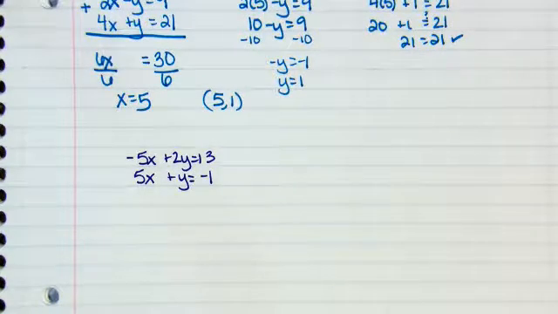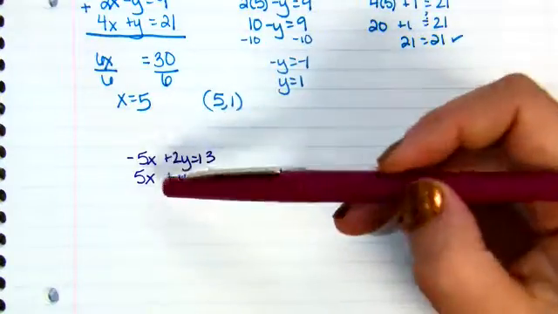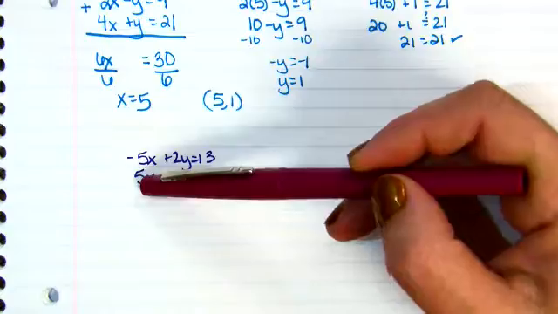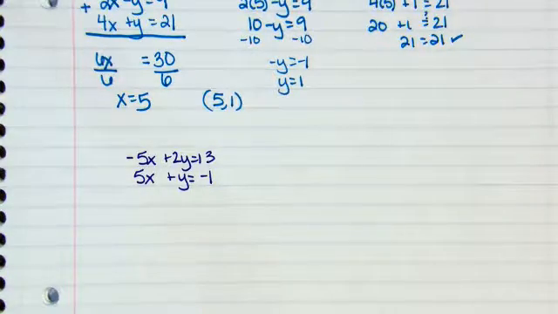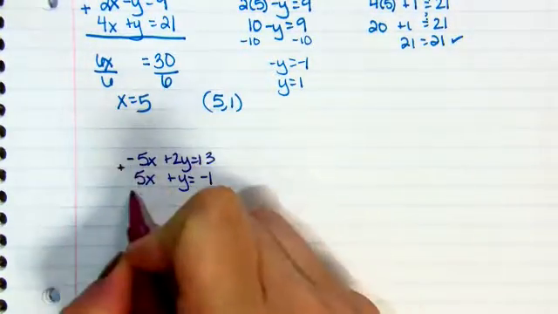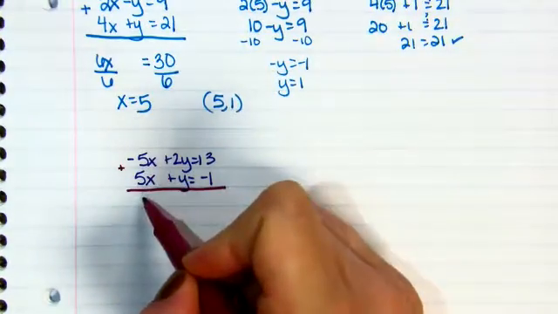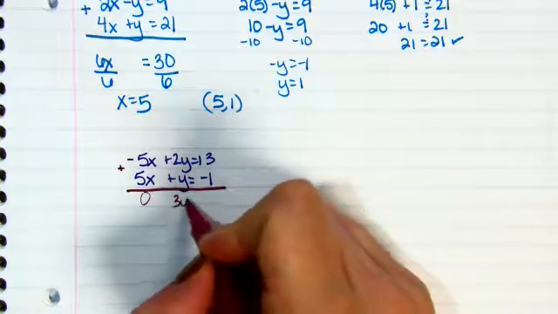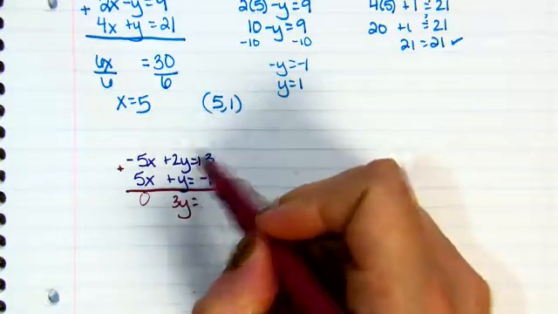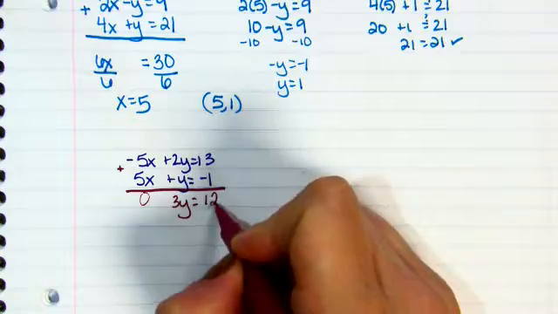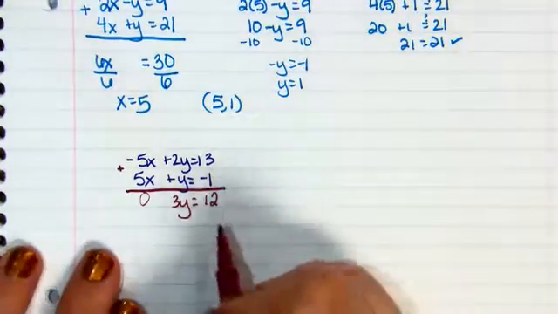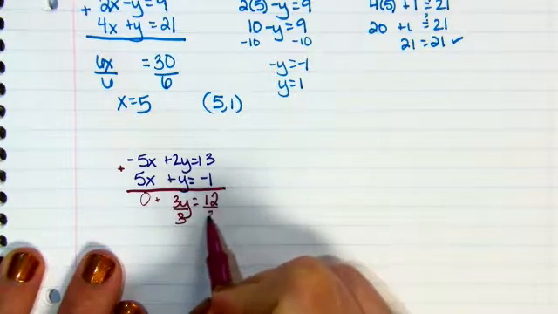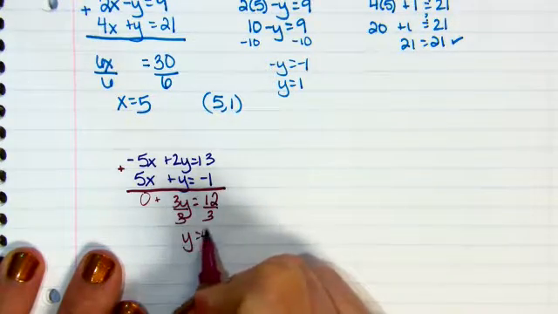So what I'm going to want to do is look at my coefficients, and I see that my x's have opposite coefficients. If I add them together, my x's will be eliminated because negative 5x plus 5x equals 0. So when I add these together, I get 0. Here I have 2y plus y, and I get 3y. And I have 13 plus a negative 1 on this side, which is 12. So to solve for y, I just have to divide each side by 3. I get y equals 4.